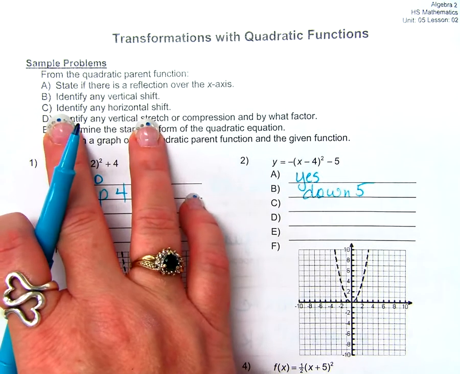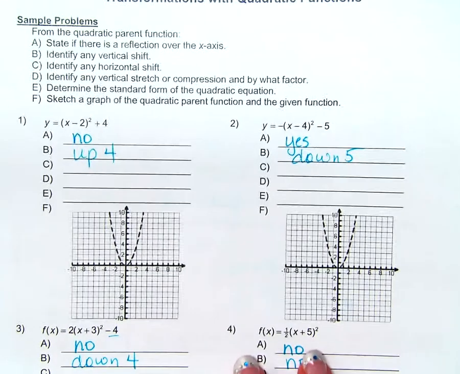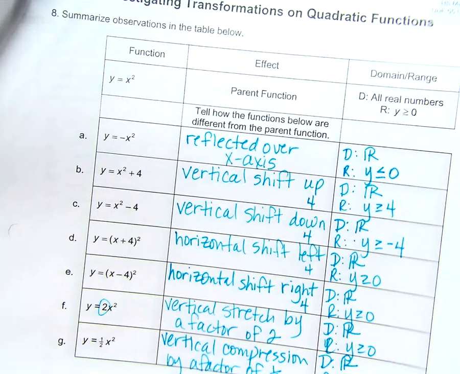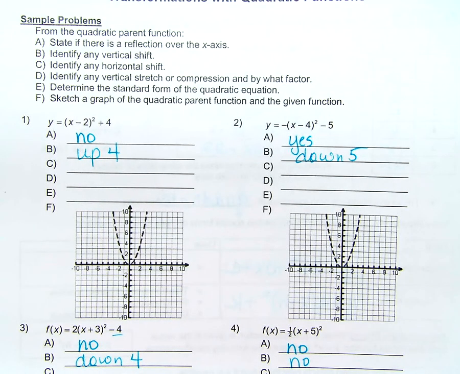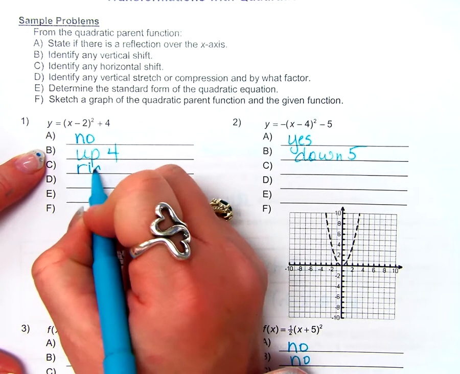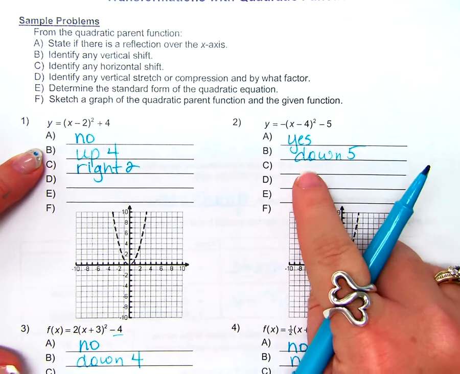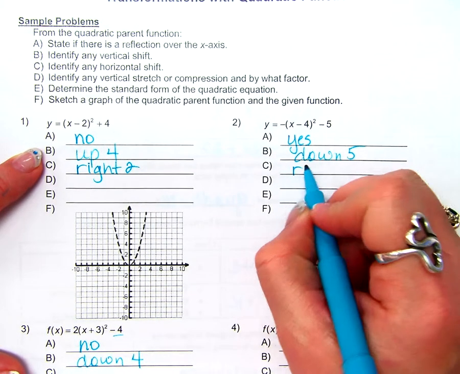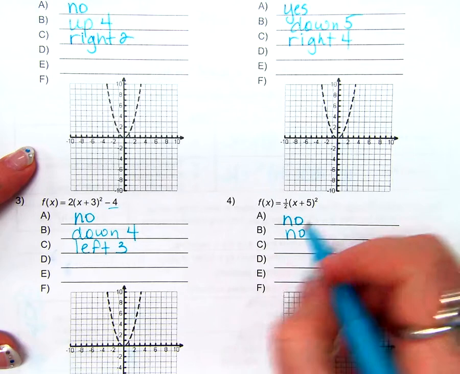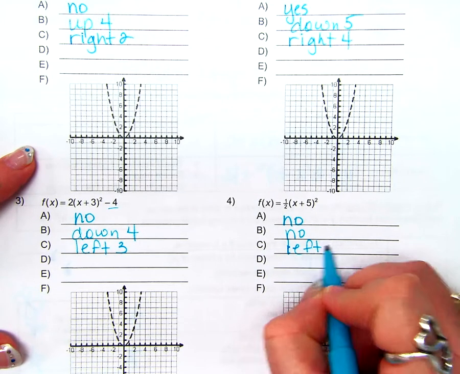Identify any horizontal shift. Is there a horizontal shift in any of these? What causes a horizontal shift? If there's something inside the parentheses being added or subtracted, right? So which ones of these have horizontal shifts? All of them. Okay. So where does 1 move? Right 2. Where does 2 shift? Right 4. Where does 3 shift? Left 3. And 4? Left 5.